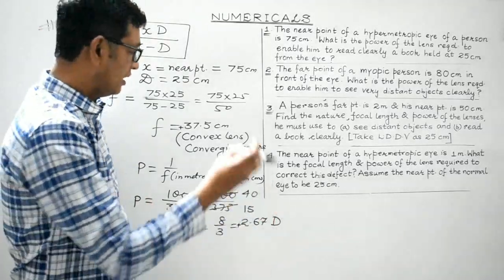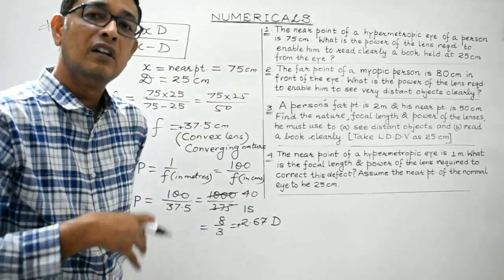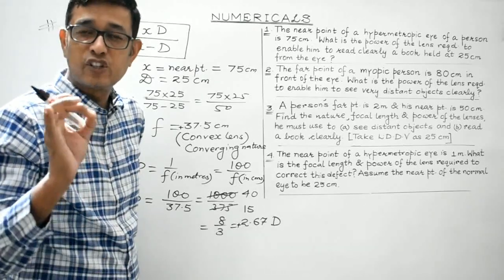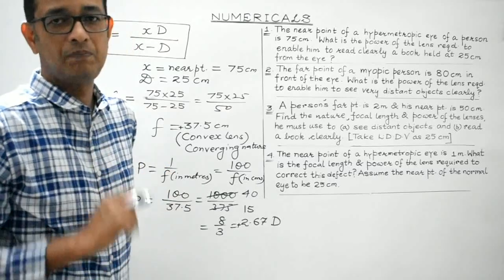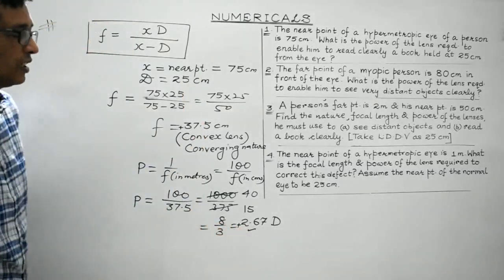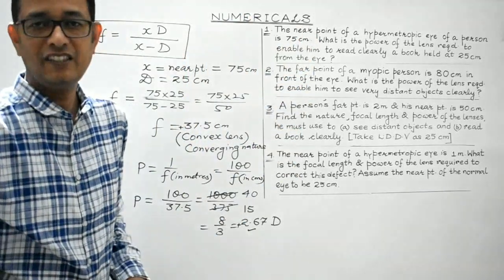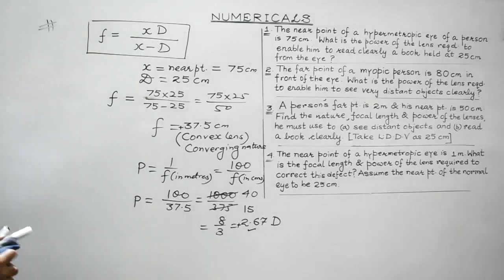So again, let me stress that in order to cure or rectify hypermetropia, the nature of the lens must be converging, having positive focal length and positive power. So this is the answer, student. This power of converging lens is to be used to treat this hypermetropic eye. Right? Okay, let's concentrate on the second question now.